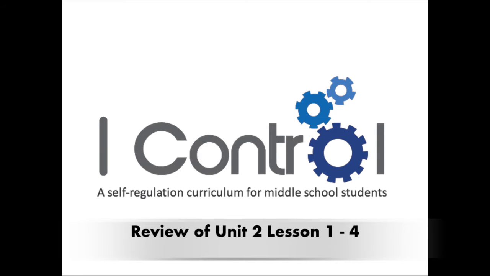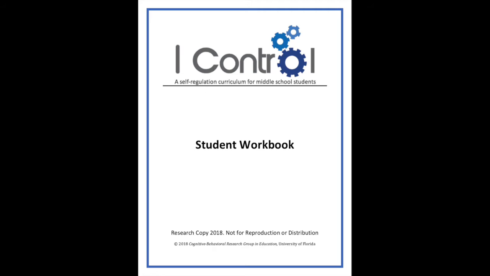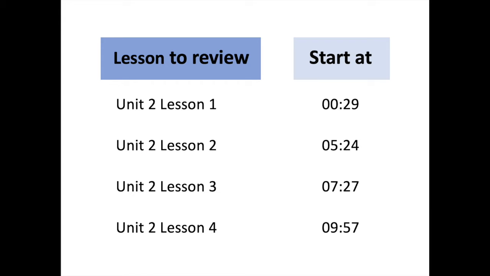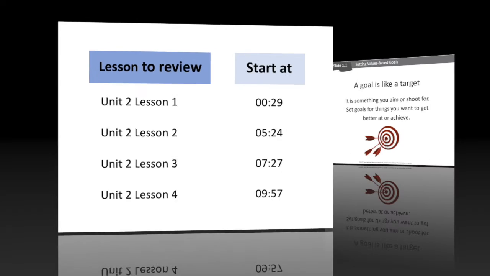In this video, we are going to review what has been learned from Unit 2, Lesson 1 through 4. To complete this lesson review, you will need your iControl student workbook and something to write with. If you do not have what you need at this time, please pause the video and press play when you are ready to continue. If you do not need to view all of the lessons in this video, feel free to skip to the lessons you need to view using the start times provided.